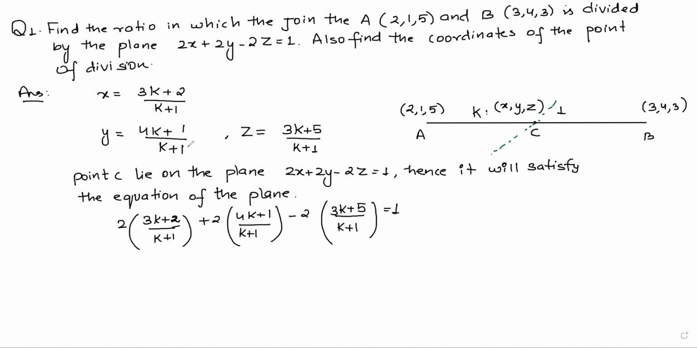I have already given the hint, and if you have any doubt, then please let me know. Okay. So the question is, there's a line AB, the coordinates of A and B are given, and this is divided by the plane. This is the equation of the plane. So we need to find the coordinates of the point of division. So we have taken this point as x, y, z. Now we have taken the ratio as k to 1. So we have found x, y, and z. Now the point C lies on this plane, hence it will satisfy the equation of the plane. So we have just put this point in the equation of the plane. Now you need to find the value of k.